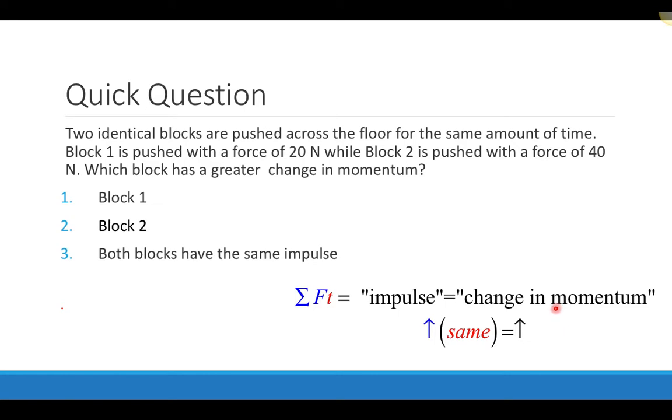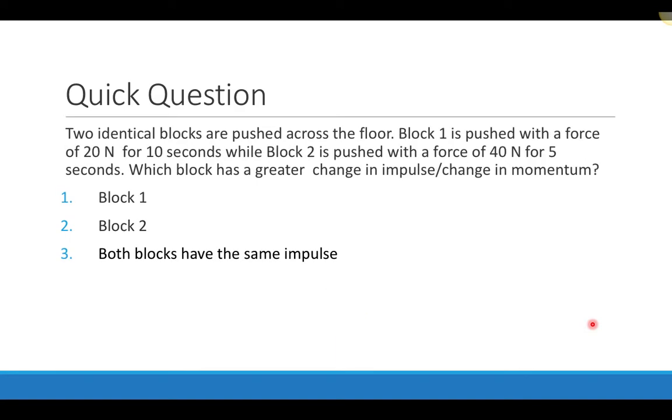So we discovered from the last example that block 2 had a greater force applied, therefore had a greater impulse, and as a result, the impulse is equal to the change in momentum. Block 2 will have the greater change in momentum. So impulse and momentum are directly correlated with one another. If the impulse is bigger, the change in momentum is also going to be larger.